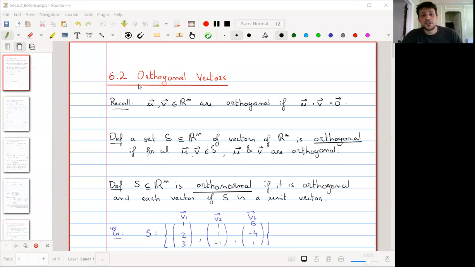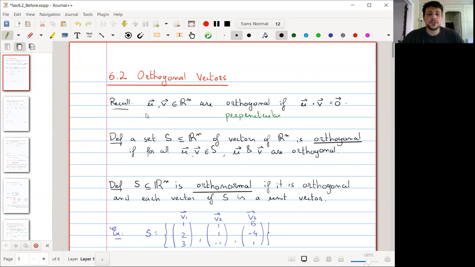Hello everyone. This video is about orthogonal vectors and properties of orthogonality. So let me remind you a few things that we said last time, and let's get started with a couple definitions. First of all, I remind you that two vectors are said to be orthogonal or perpendicular if their dot product is zero.